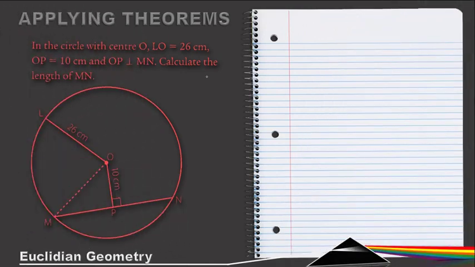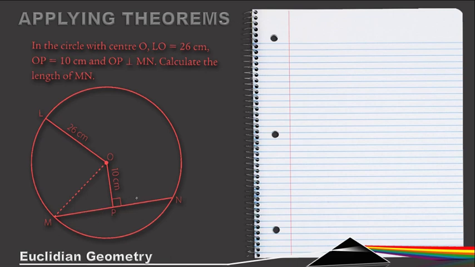Now, in this question, it states that in the circle with center O, LO is 26 centimeters, OP is 10 centimeters, and OP is perpendicular to MN. So we need to calculate the length of MN.